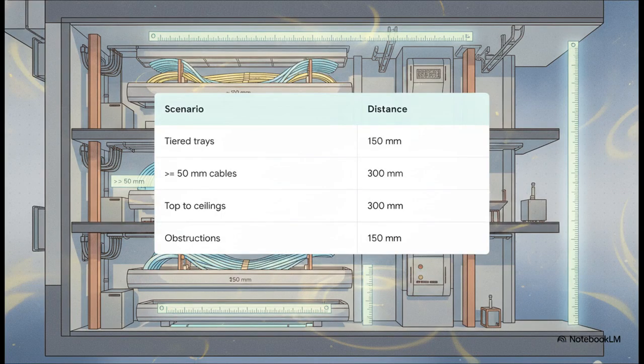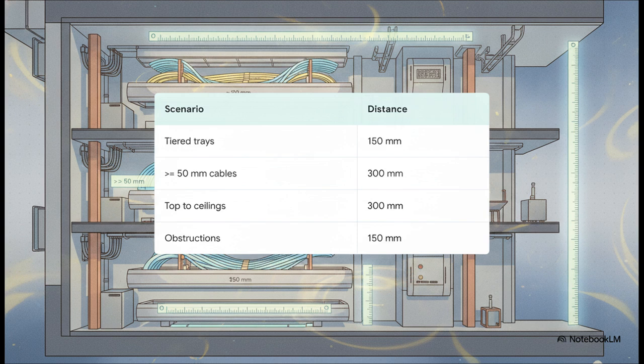Now, what's really interesting about this slide is how heavily it gets tested. I always warn apprentices about this. Proper spacing is non-negotiable because it prevents cables from overheating and gives you the physical room you need to safely perform maintenance. So if you're stacking trays in tiers, you need a minimum of 150 millimeters of vertical clearance between them. But if you're pulling massive cables, we're talking 50 millimeters in diameter or greater, you actually have to double that clearance to 300 millimeters.